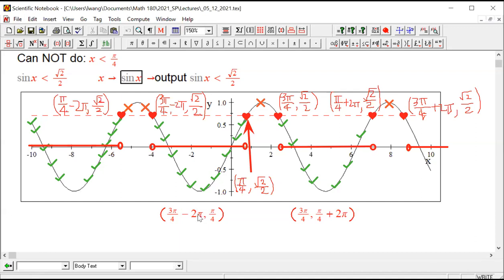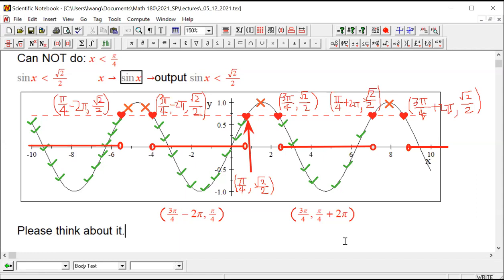2kπ, right? And the π/4, we have to plus something, right? I'm going to leave this for you. I want you guys to think about it. Don't worry, I'm not going to give this kind of question on the exam or on any exam. I just want you to think about it.